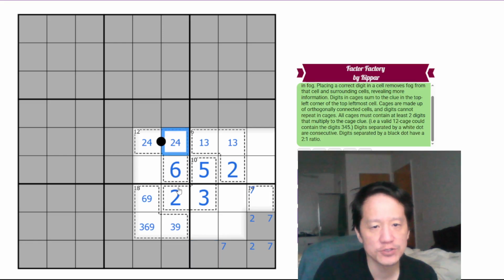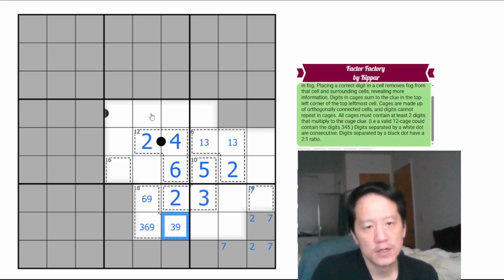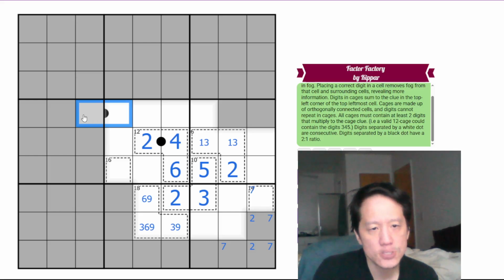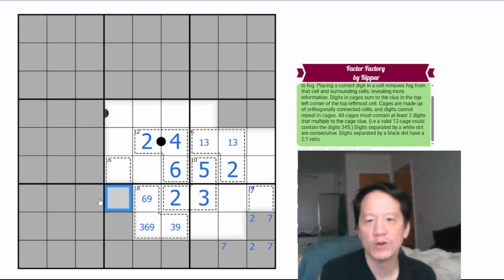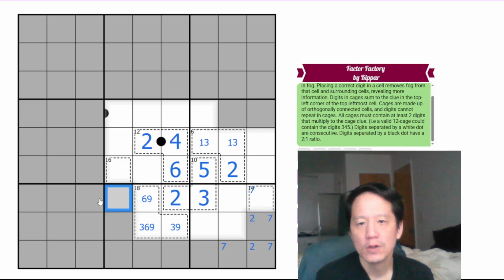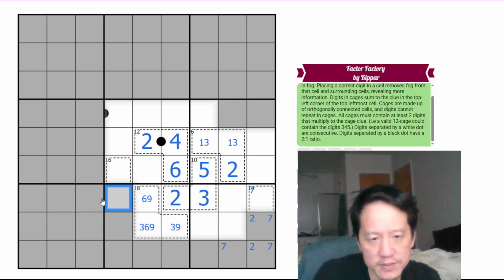Okay, this can't be 2 because of a 2 here. So that makes this a 4, which makes this a 2. This is in a 1 to 2 ratio here. That's not helpful. Okay. What gets multiplied to 16? Well, again, digits cannot repeat in cages, so you can't have 4 times 4. So it must be specifically 2 and 8.